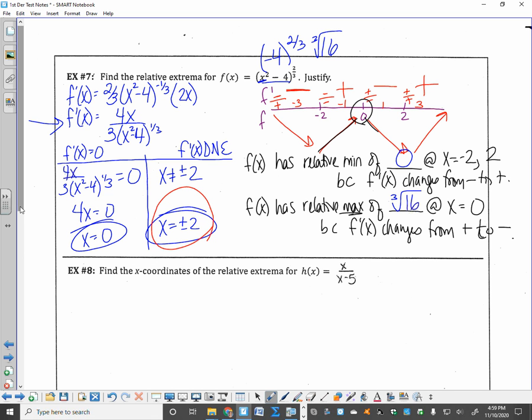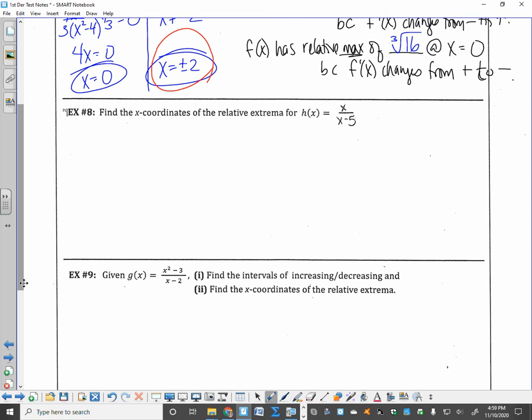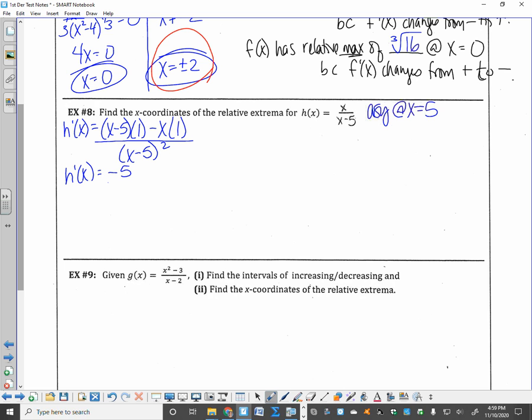All right, here we go. So number 8, pause it. Go for it. Whole thing. Unpause me if you need me. I know that it has an asymptote at x equals 5. So I'm just stating that. It has issues at x equals 5. Derivative. Low d high minus high d low over low low. Clean it up. X minus 5 minus x, that would just be a -5, right? Yes.